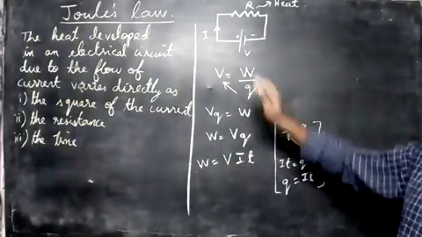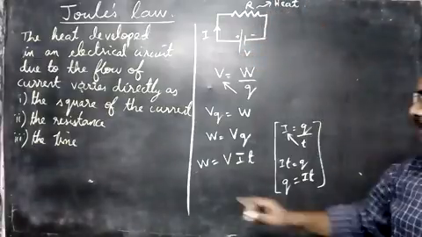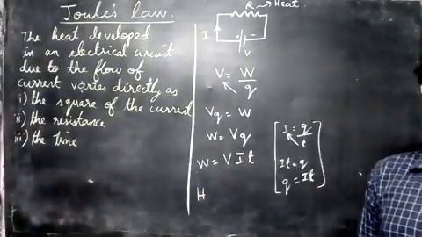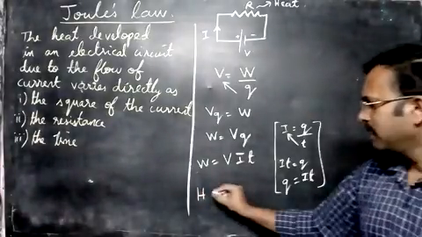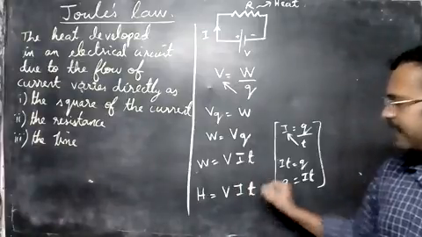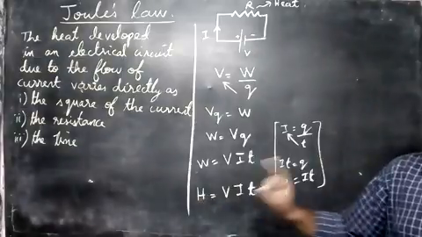So what happens? There is no other conversion here. The only thing is the electric energy changes into heat energy. So instead of writing the work there, we can write heat here. The symbol of heat we write as H. Heat is equal to voltage into current into the time. Work and energy are both the same only. Heat is a form of energy, remember.